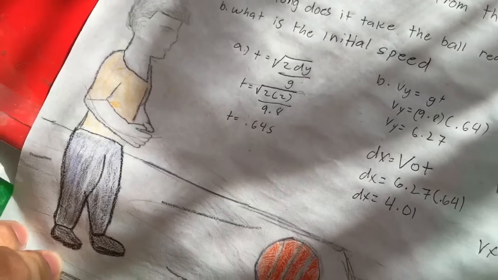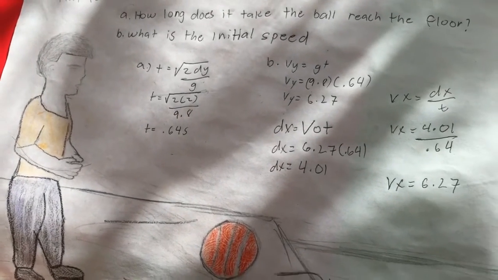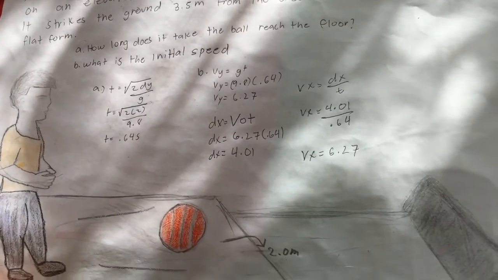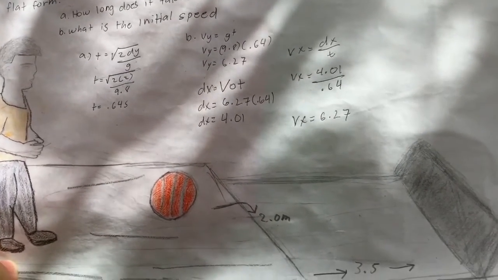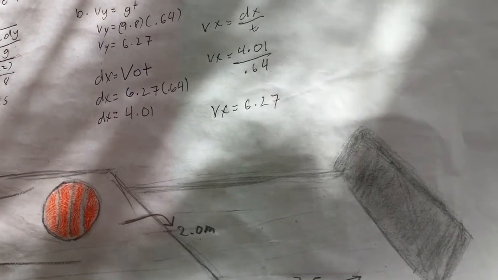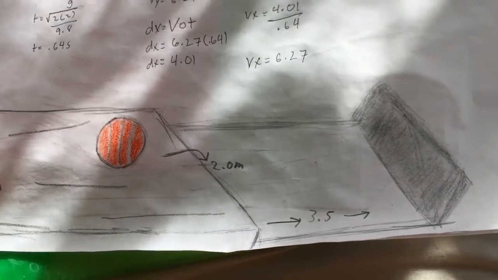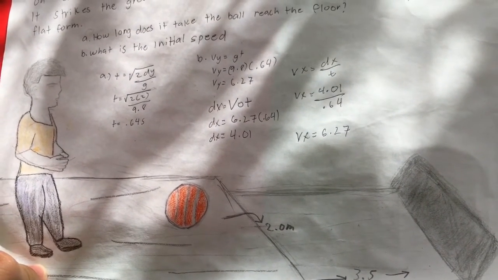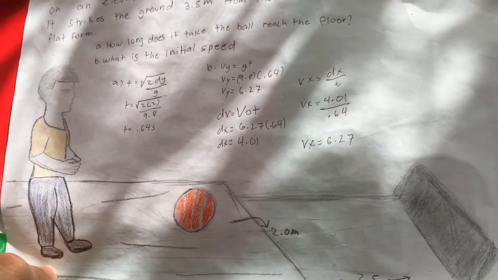A boy is playing a ball that rolls off horizontally on an elevated platform 2 meters above the ground. It strikes the ground 3.5 meters from the base of the platform. So, how long does it take the ball to reach the floor, and what is the initial speed? Let's solve it.